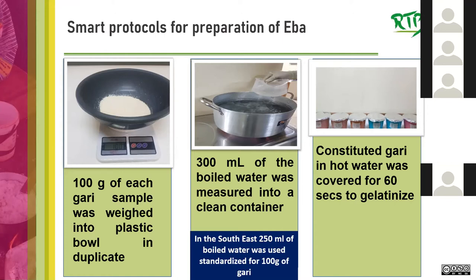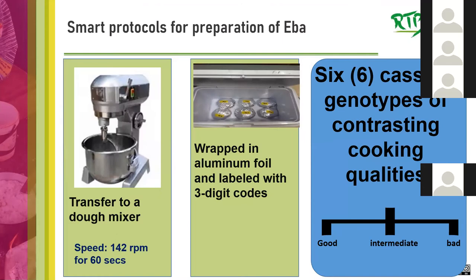which was used for 100 grams of gari. The water we boiled is just above 100 degrees centigrade. Once it's boiled, the water is measured, 300 ml, and the gari is constituted in the hot water, which is covered for 60 seconds to gelatinize. So after gelatinization, we transfer the gelatinized gari into the dough mixer, and the speed of the mixer is 142 RPM for 60 seconds. So we have a good Eba with a good, uniform texture, then we wrap it in aluminum foil, and it is labeled with 3-digit codes.